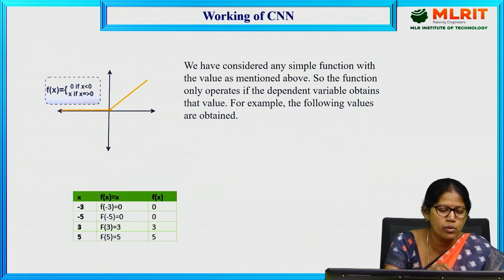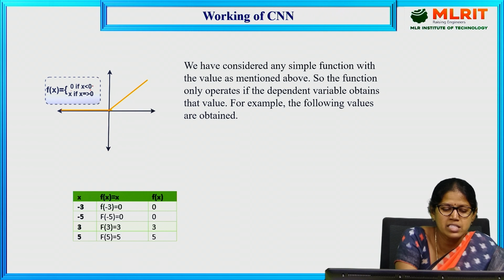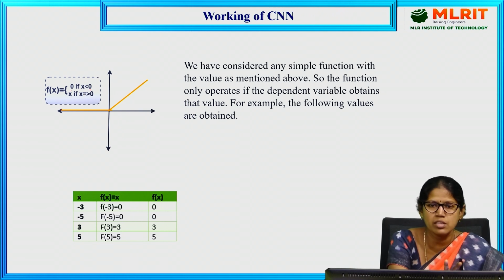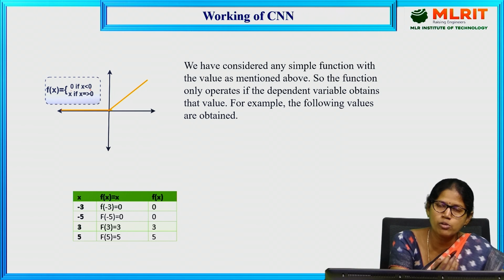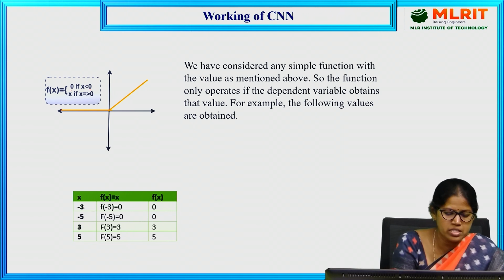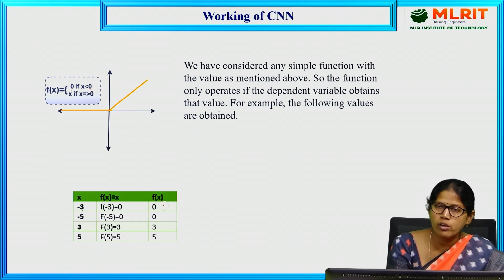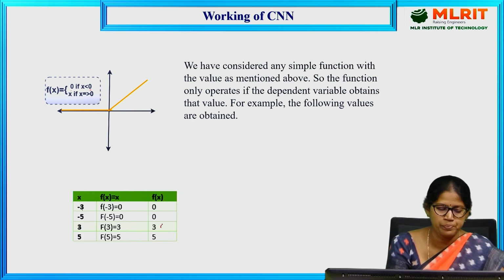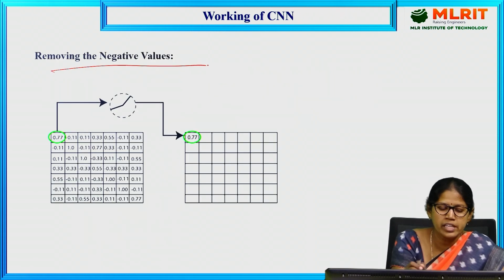Let's see how it will be. 0 if x is less than 0, then it will be 0. If it is a negative value, that is 0. If it is a positive value, the output is a positive value. Let's see, -3. The output of ReLU is 0. Plus 3, the output is 3. Okay, removing the negative values.